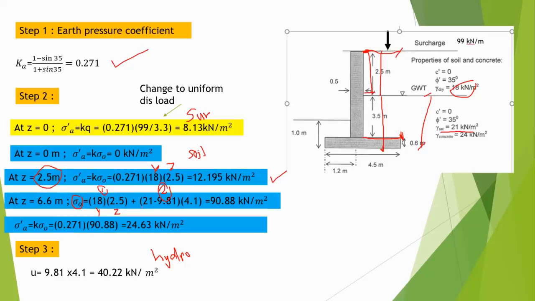90.88. Okay. And then, masuk yang original formula. K sigma naught. K ialah yang bawah. Kita ambil. And then, darab dengan domain overall dari atas sampai bawah. Yang ni lah kira-kira di substitute sini.